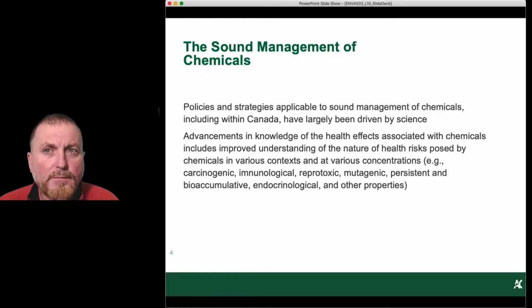Policies applicable to the sound management of chemicals, including within Canada, have largely been driven by science. So this is a very science-intensive area of work. Most of my work in my career has been at the nexus between that science and policy in chemicals management, and in addition to climate change resilience, a large part of my work has been in the area of chemicals.